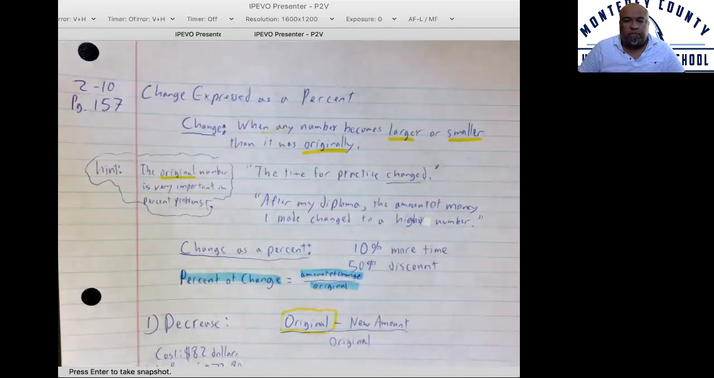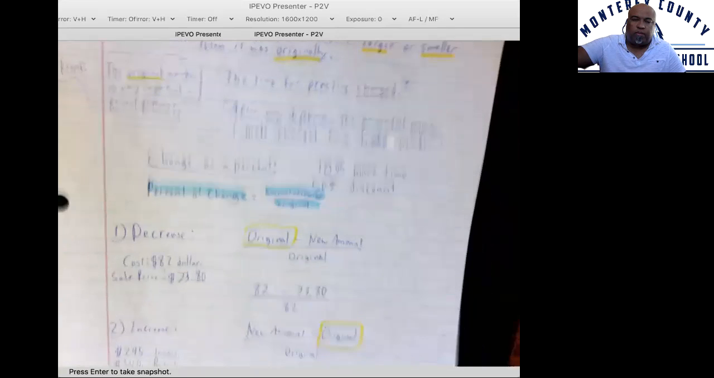Now, there's ways to find that. What you want to do is you want to find the difference between the original amount and the new amount. Okay, when I say the difference, I mean to subtract. Okay, so if you originally had $100 and now you have $110, then you subtract 100 from 110, and that's how you get the amount of change. So let's take a look at the first set of problems here.